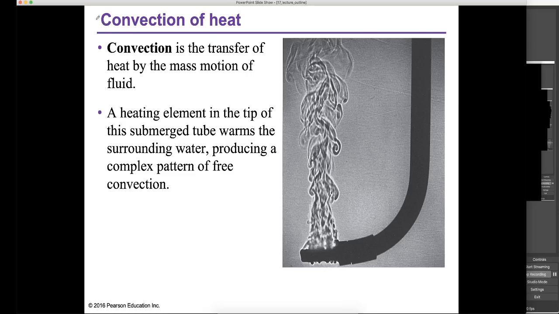Okay, so here is convection of heat. Here is a picture of putting a high temperature piece of metal into water. If you put it into water, you will see it producing a complex pattern of free convection. This is called heat convection. This is another way of transferring heat.